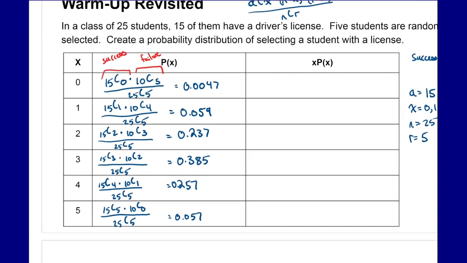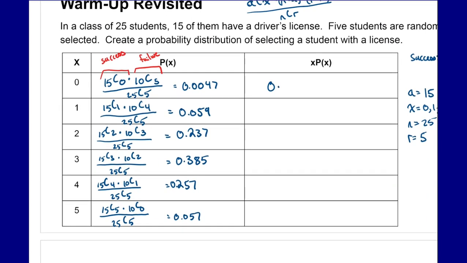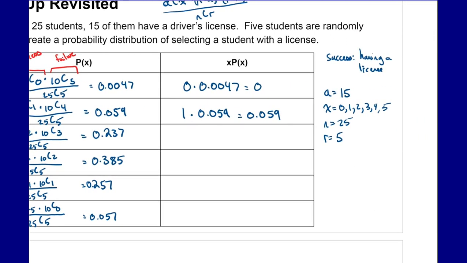Now, if I wanted to find the expected value, I could go through and do 0 times 0.0047, 1 times 0.059, and I could do that for the rest of them and then add them up. However, if I'm only concerned about the expected value, this is a lot of work. So what I could do instead is just use that formula.